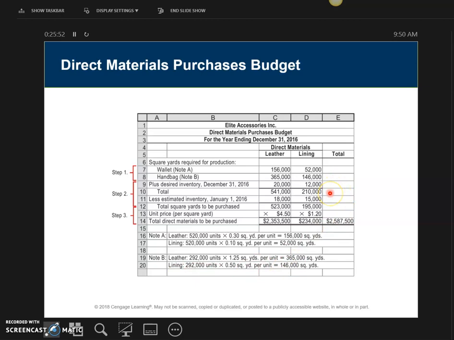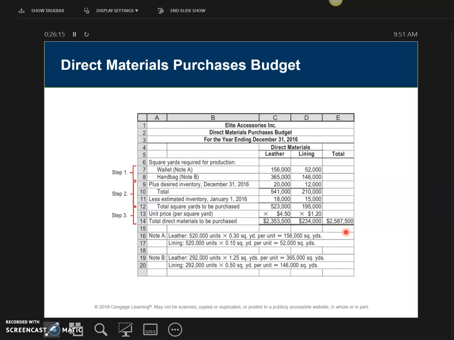So total is 210,000 minus what I have already on the shelf. Here's what I'm going to buy. Here's what it's going to cost me. This is my total direct materials cost. Okay, that's still pretty easy. Actually, all of my production budgeting is fairly easy.